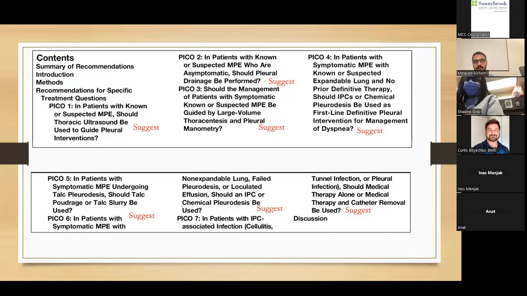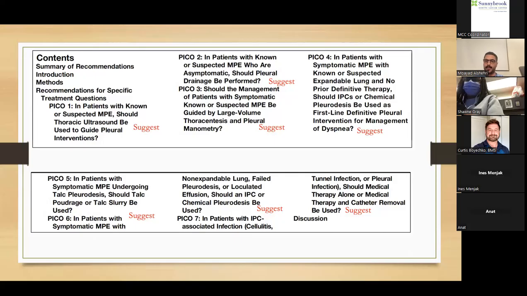Question 3, should the management of patients with symptomatic known or suspected malignant effusion be guided by large volume thoracentesis and pleural manometry? And as I said, you should try to get as much volume because the large volume will be helpful in determining the benefit and then the next steps.